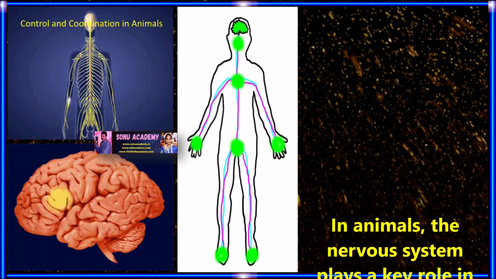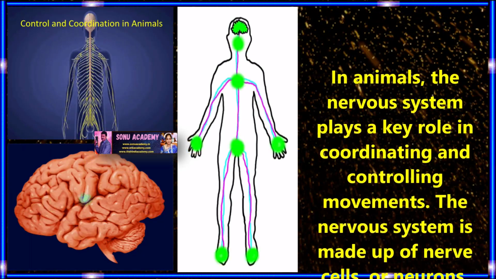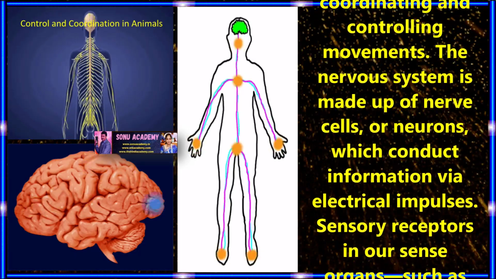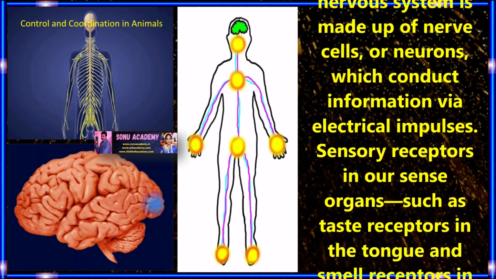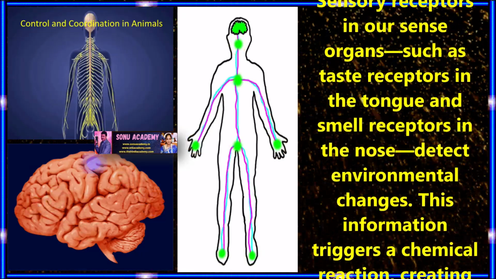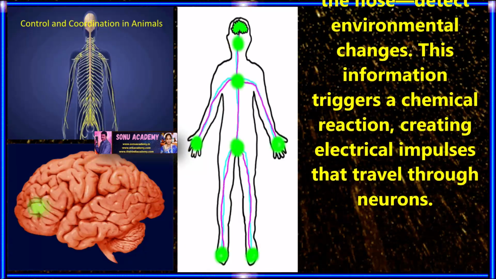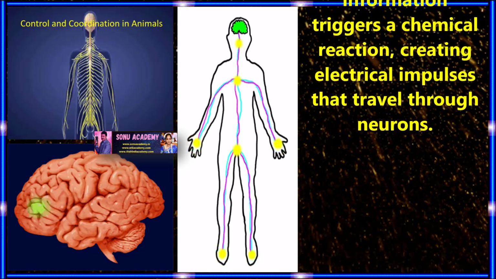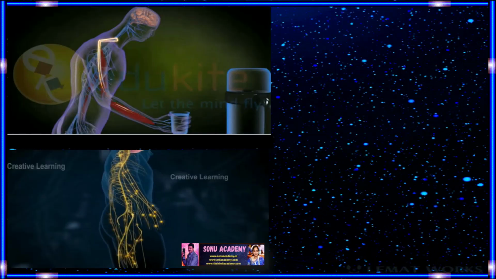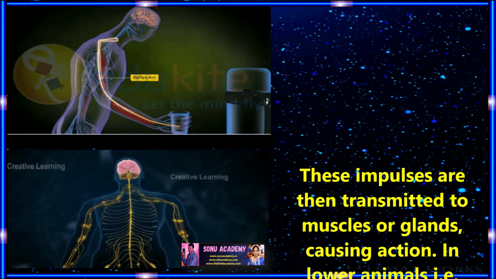Children, let us discuss in detail control and coordination in animals. In animals, the nerve system plays a key role in coordinating and controlling movements. The nerve system is made up of nerve cells or neurons which conduct information via electrical impulses. Sensory receptors in sense organs, such as taste receptors in the tongue and smell receptors in the nose, detect environmental changes. This information triggers a chemical reaction creating electrical impulses that travel through neurons. These impulses are then transmitted to muscles or glands causing action.